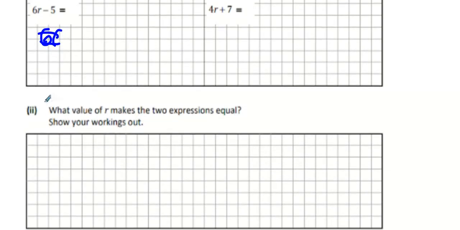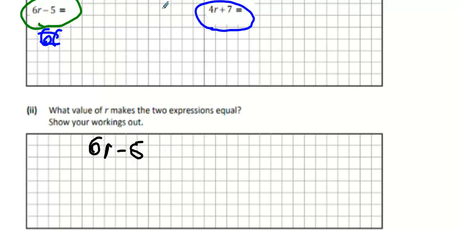What value makes the two expressions equal? So this is the green one's expression 1, and the blue one is expression 2. They're equal to each other. So what should I write down? Put them equal to each other. 6r take away 5, and what do I write in between? Equals. Because it says they're equal to each other. So that means I should put them equal to each other.